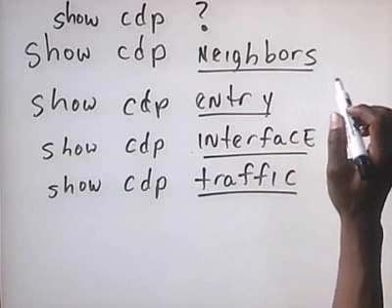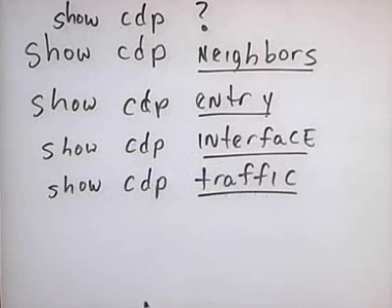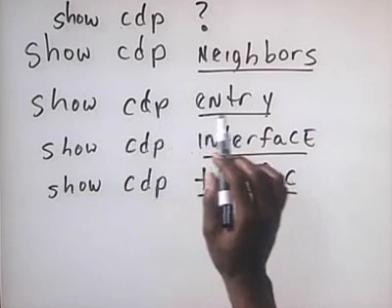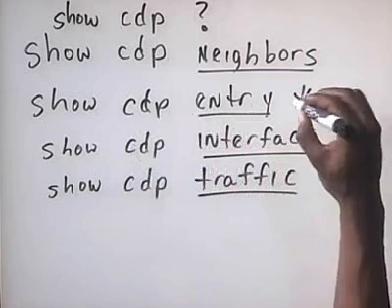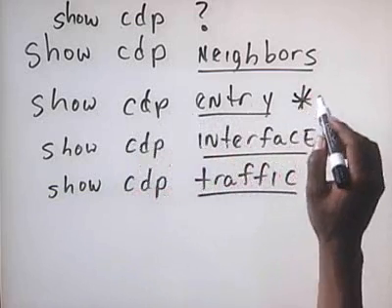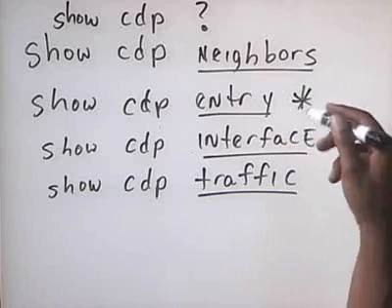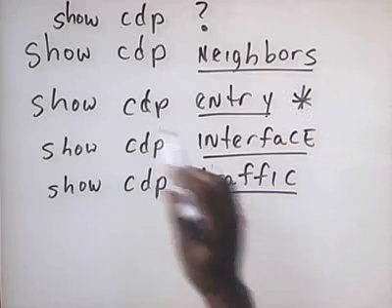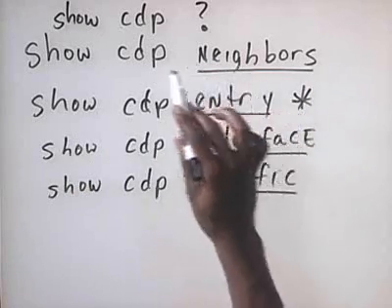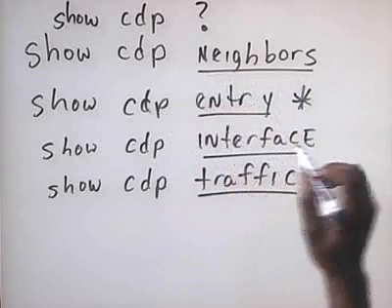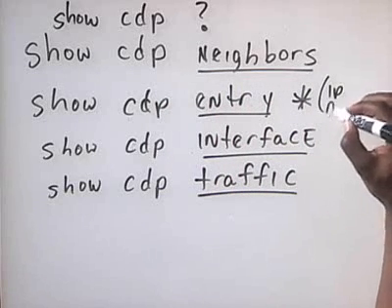Also the port ID. The port ID would be the port that the information was learned on. The port ID would be the port that the CDP packets were sent out of on that neighboring device. The show CDP entry command is helpful primarily when you use this command along with this asterisk, or the show CDP entry splat. We call this a splat because we don't like saying the word asterisk. So show CDP entry splat, you would see one piece of information that you would not see with the show CDP neighbors command. That piece of information is the IP address.